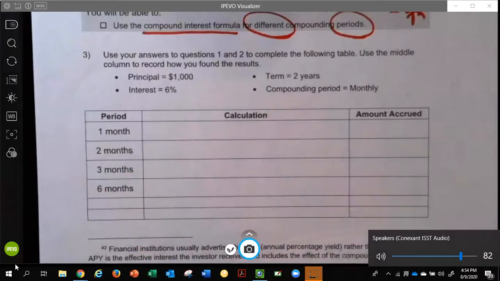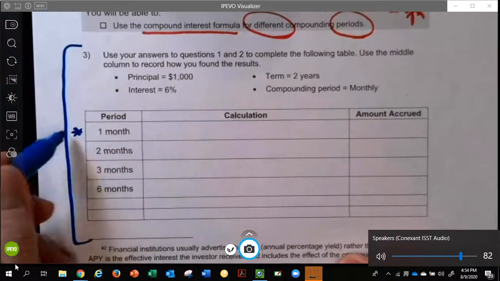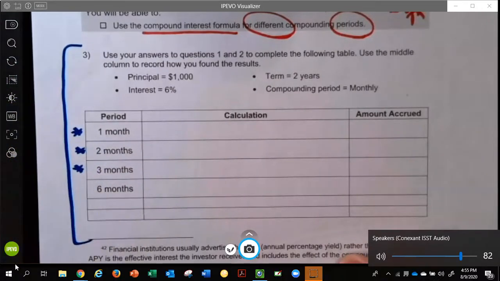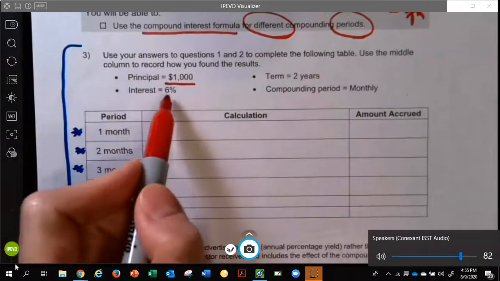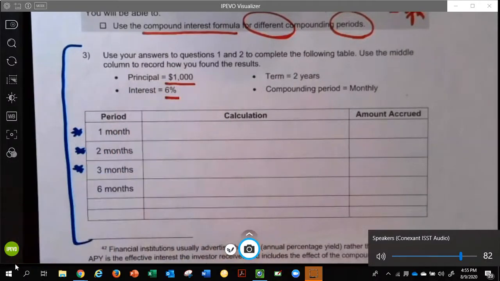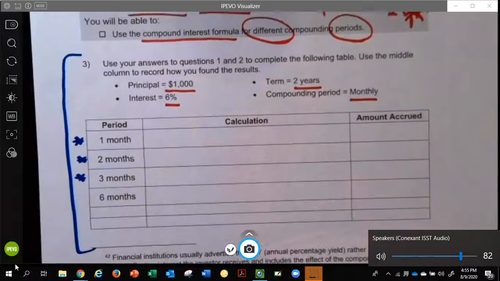And so here is question number 3. It would be really, really good for you to stop the video right now and go ahead and fill out for 1 month, 2 months, and 3 months. It would be really good to go ahead and fill those out. Know that you're using the principal of 1,000, an interest of 6%, 2 years, and then monthly.